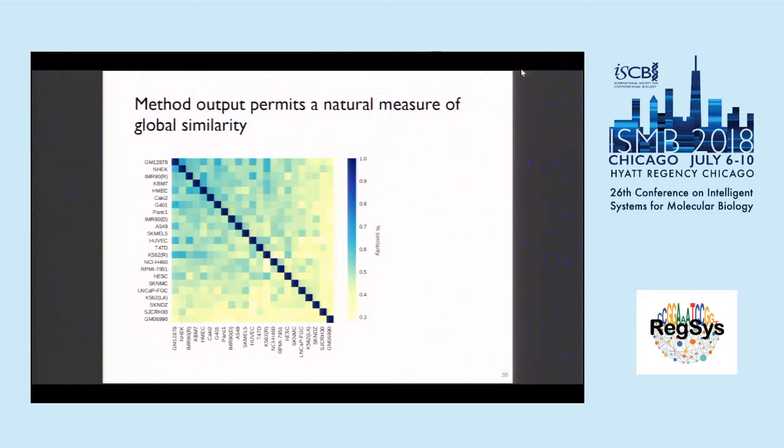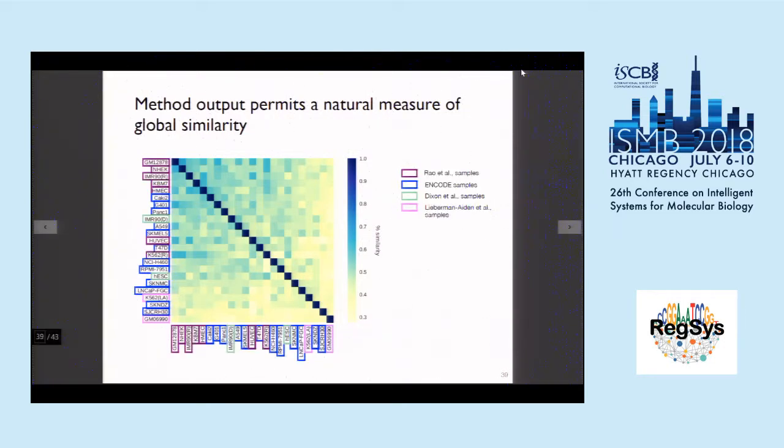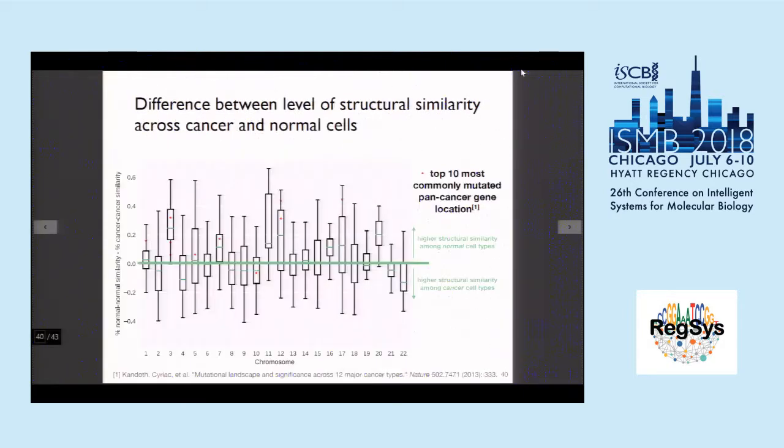We were also happy to see a lack of structure in this because we were worried about just capturing batch effects. So if you color these by what data set they came from, we don't see blocks of these data sets aligning with each other. So now we've talked about variability in chromosomes and in cell types, and we're going to talk about cancer now.